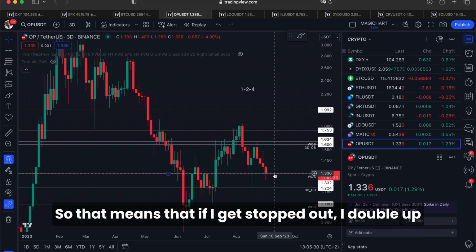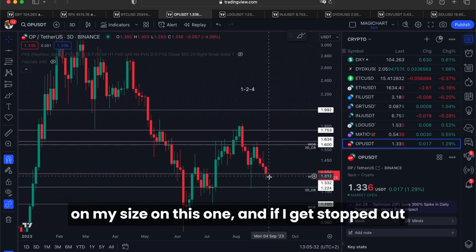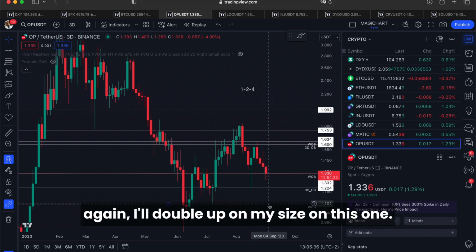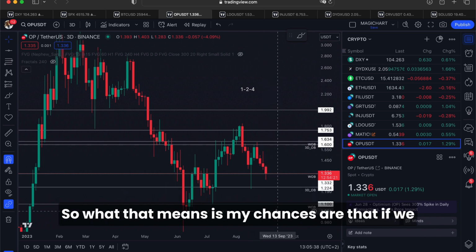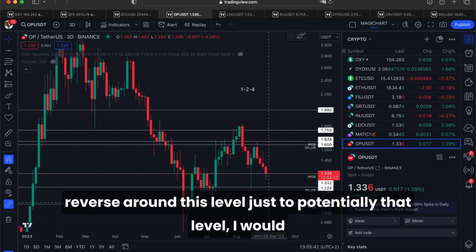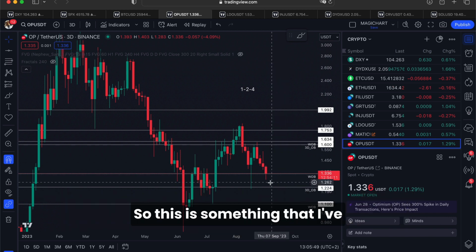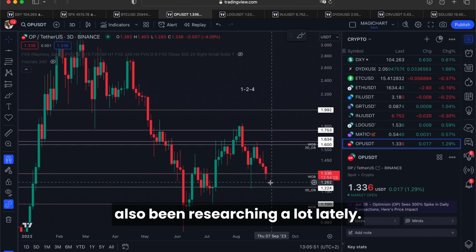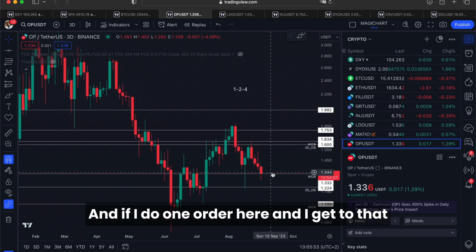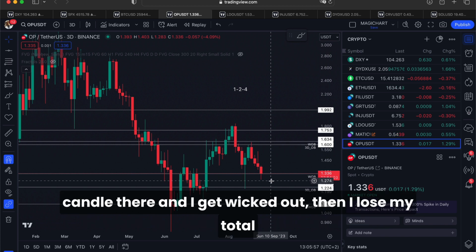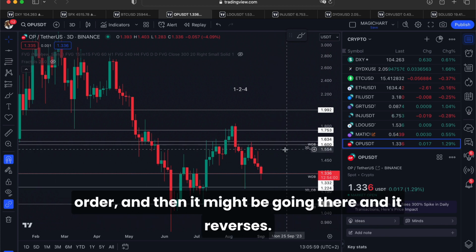So that means if I get stopped out, I double up on my size on this one. And if I get stopped out again, I'll double up on my size on this one. So what that means is my chances are that if we reverse around this level, or potentially that level, I would have made up my losses on the first 2 levels. So this is something that I've also been researching a lot lately. And if I do one order here, and I get to that candle there and I get wicked out, then I lose my total order, and then it might be going there and it reverses.